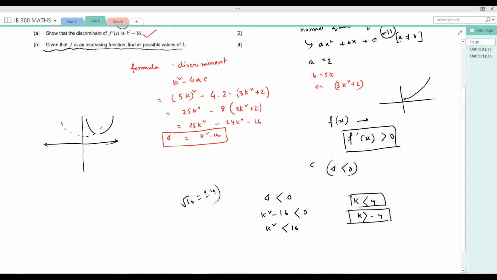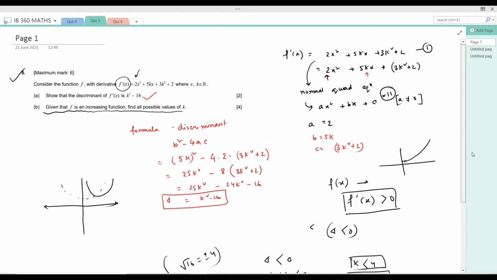So after applying this, k is less than 4 and k is greater than minus 4, and if we combine these two, then we will get minus 4 less than k less than 4. So the possible values of k are minus 4 less than k less than 4. So this is the answer of the second question. I think it is also clear. So these two questions are clear.